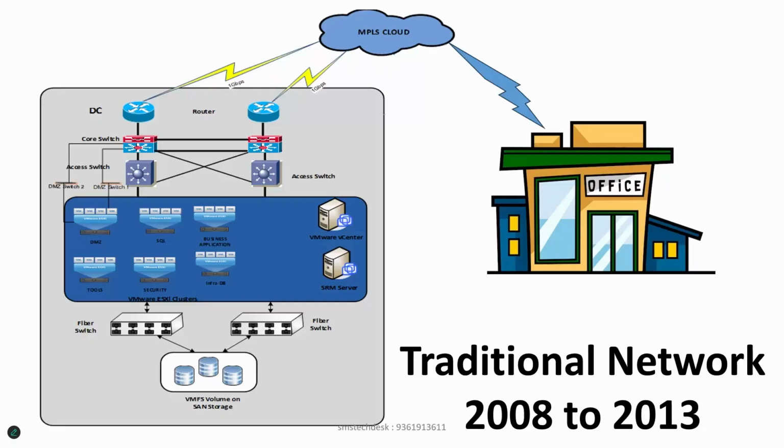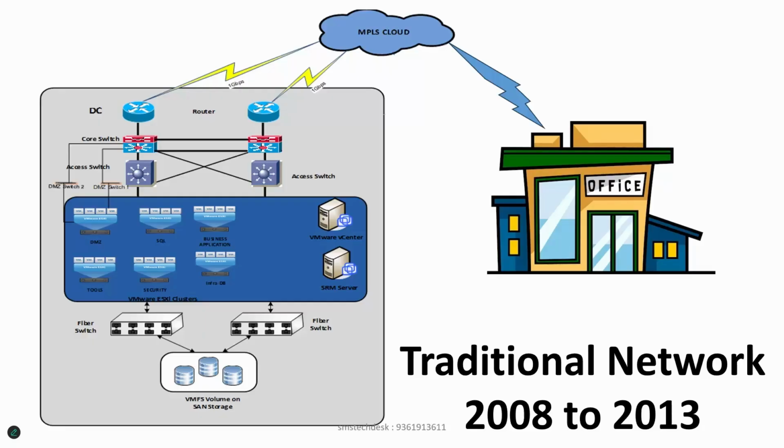Now coming to the servers, all applications like DMZ, SQL business application, tools, and security servers are running on VMware ESXi clusters. But servers are virtual. Network is still fully physical. If I want to create a new application network, what do we need to do? First, we need to create a VLAN on the access switch, then allow it on the core switch, then update routing on the router, then configure firewall rules. Everything depends on the network team.